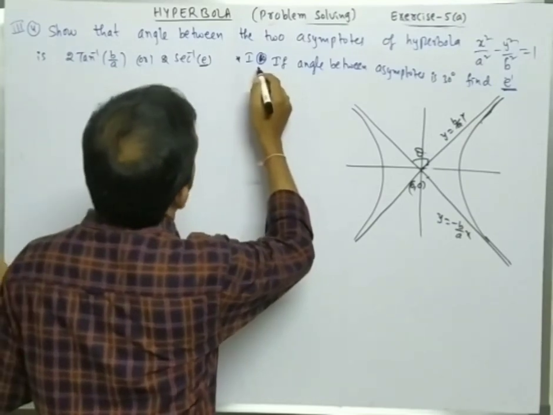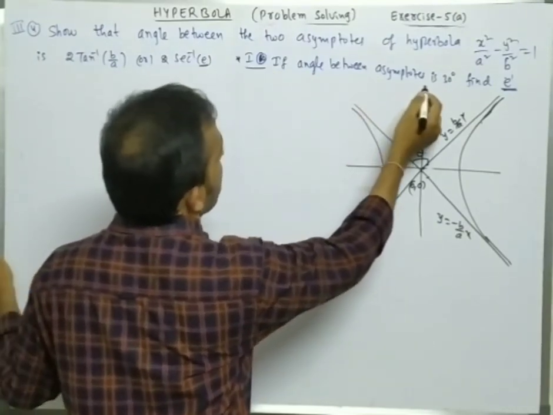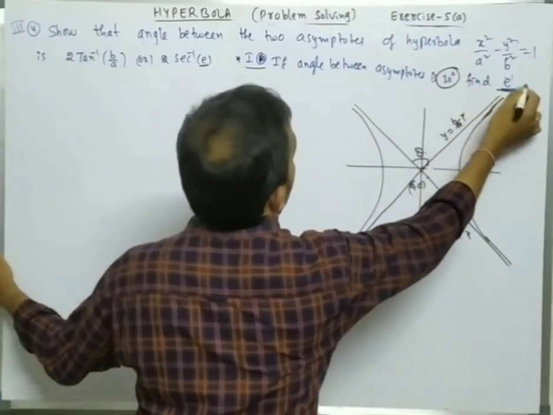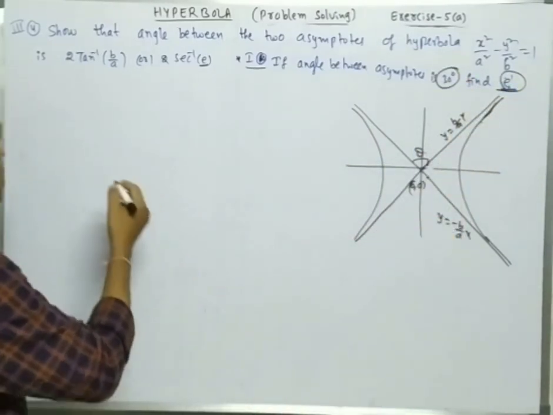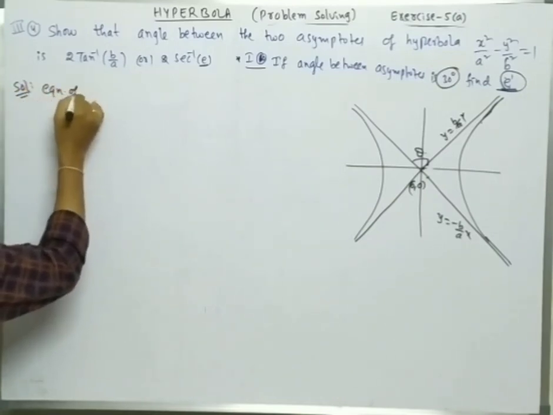With the continuation of this one, we have the next problem: if the angle between the asymptotes is 30 degrees, then find e. So first of all, what are the equations of the asymptotes?